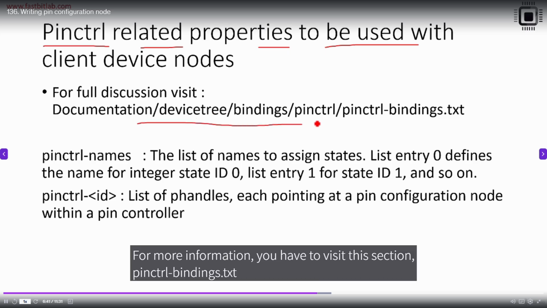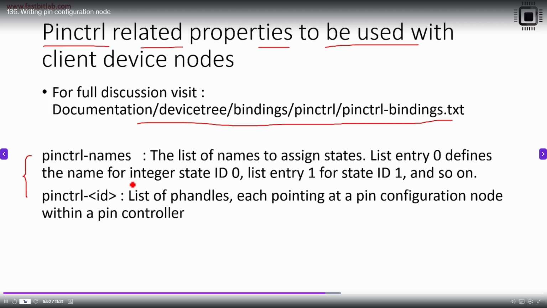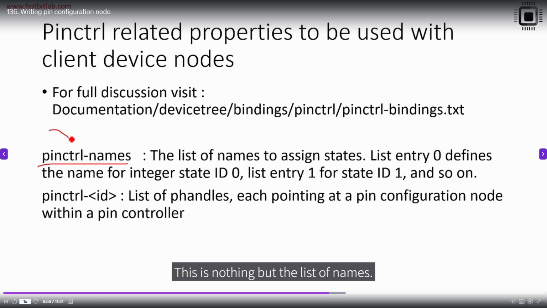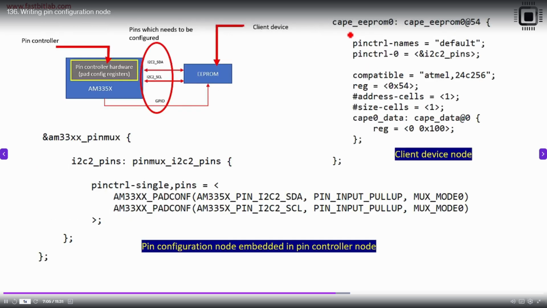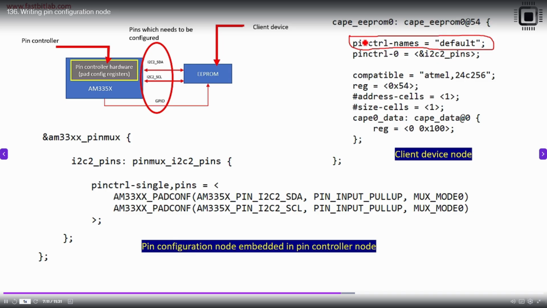For more information, you have to visit this section, pinctrl-bindings.txt. But generally, we use these two properties, pinctrl-names and pinctrl-0. Let's first understand what this is and how to use this. This is nothing but the list of names. Basically, it's a string list property. List of names to assign states. This property is used to assign states, and the state name in this case is default.